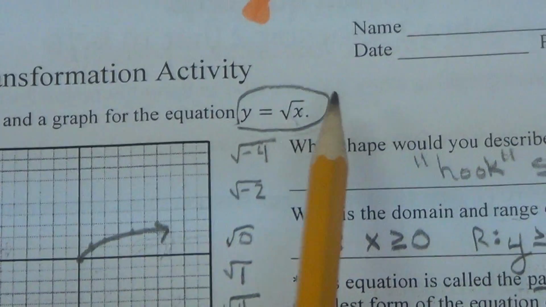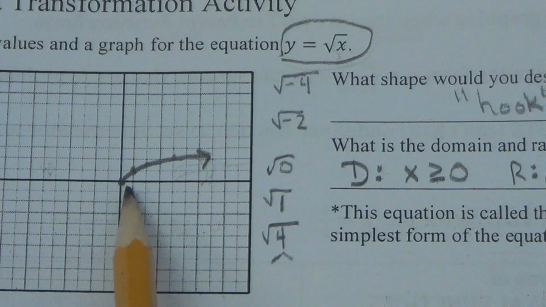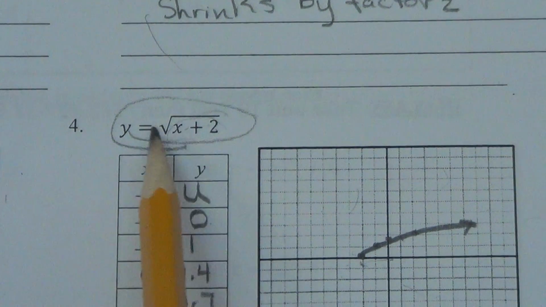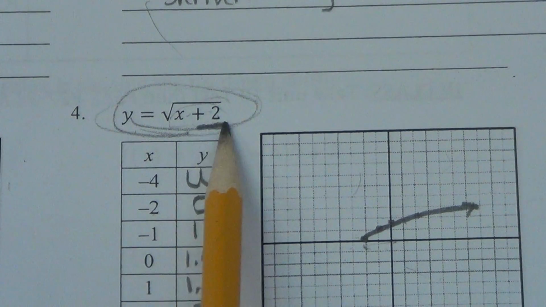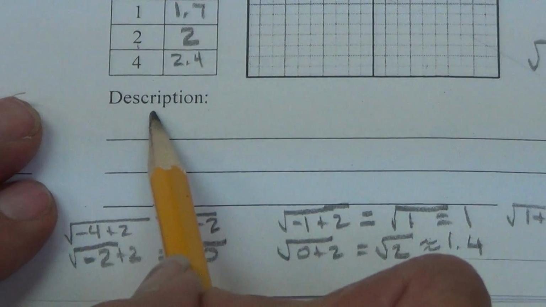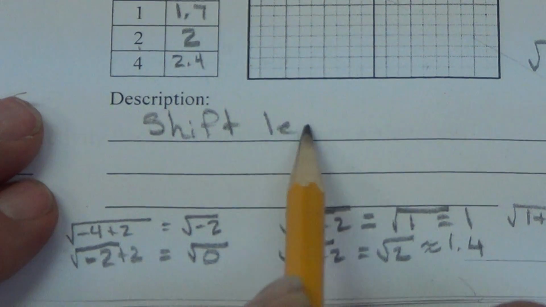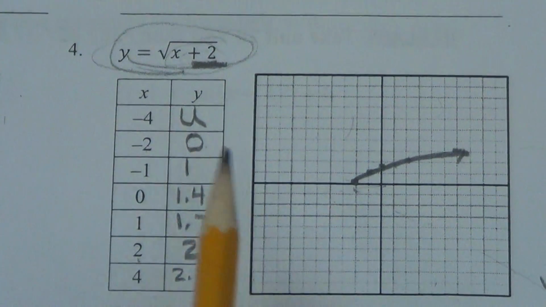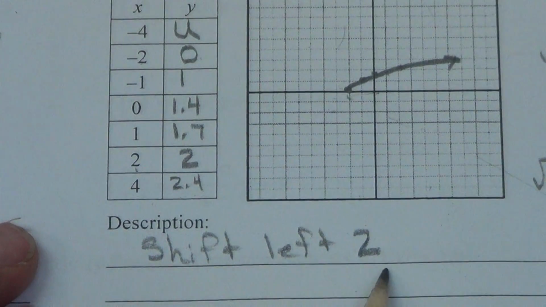Because when we didn't have it, the parent function, it was at 0, 0. But now with this shift, what is it that we changed? If you notice that it's got this +2, that's exactly right. That +2 caused the graph to shift left 2. That's what that does. That +2 causes the parent graph to shift left 2.